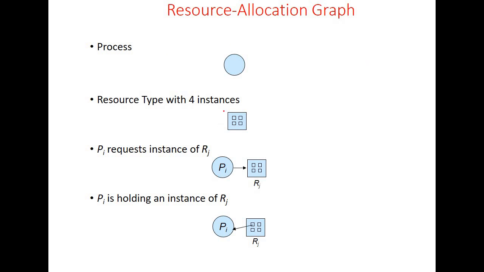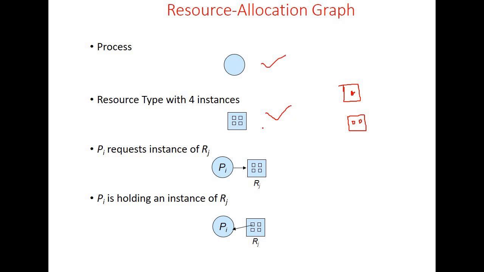So here these are all the symbols used for representing a resource allocation graph. A process is represented by using a circle. A resource is represented by using a square. Inside that, the dots indicate the number of instances of the resource. If there is only one instance of the resource, it is represented by a square with a small dot or circle inside that. If two instances of the resource are there, it is represented like this.